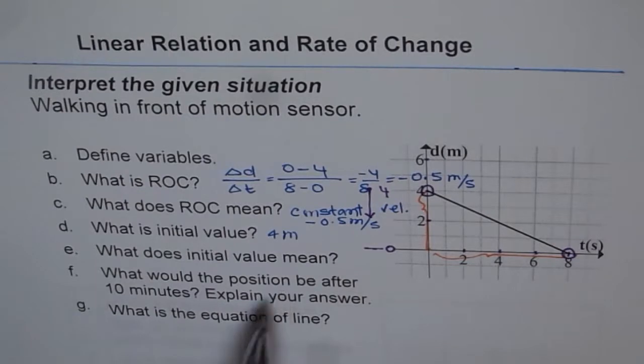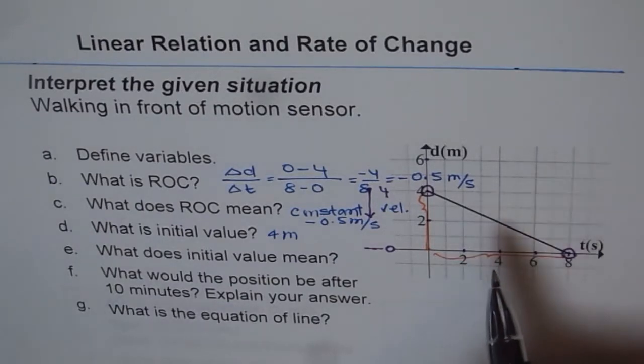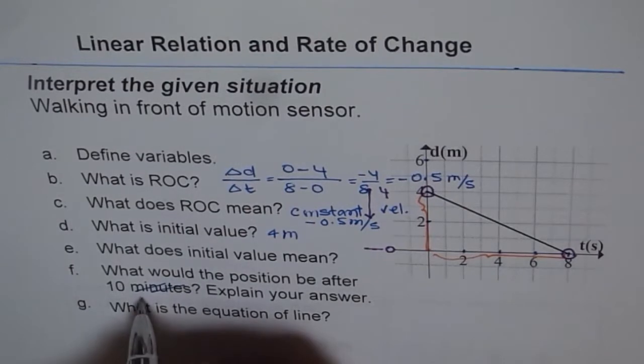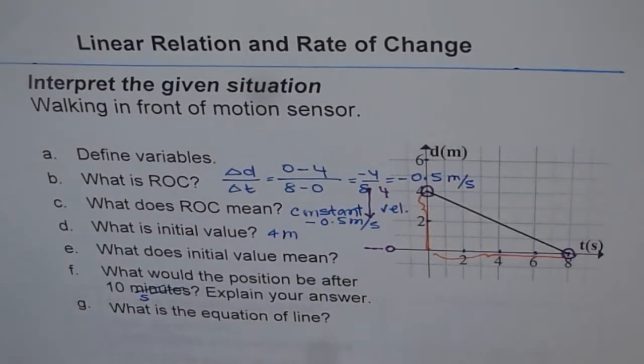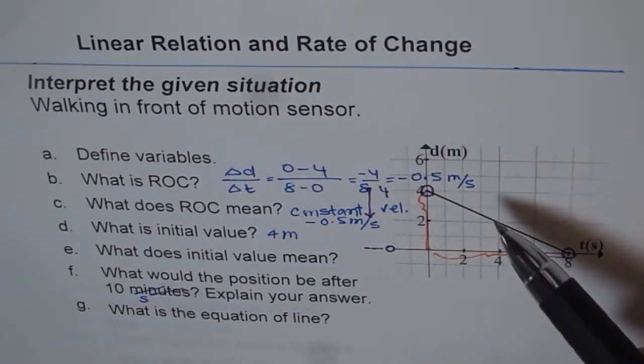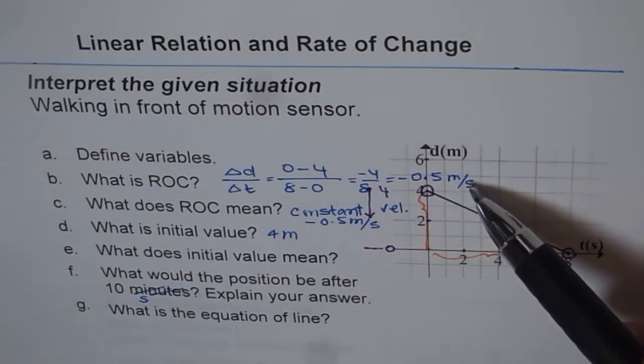What would the position be after 10 minutes? Now every minute should be seconds because the units are seconds, right? So let me write 10 seconds here, okay? Let me correct it for you. Even if it is 10 minutes, we can write the answer, but we'll use 10 seconds currently in this example, since I've mentioned the time in seconds here. So every second, distance is decreased by half meter.